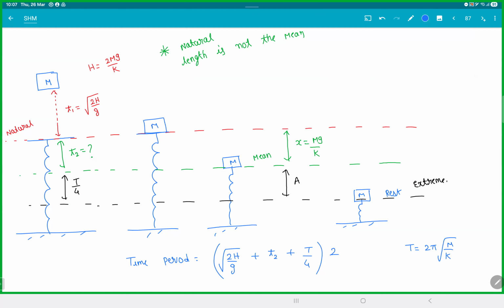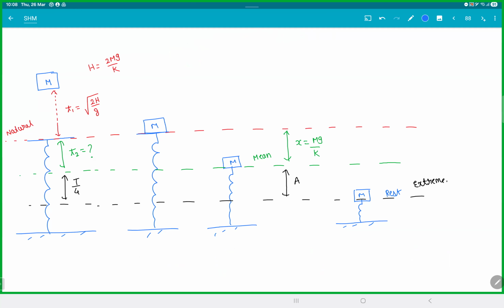So how do you find A first? You need to find A. A आ गया तो T2 आ जाएगा. How will you apply kinematics here? The acceleration is not changing. So how do you find amplitude A? Conservation of energy.